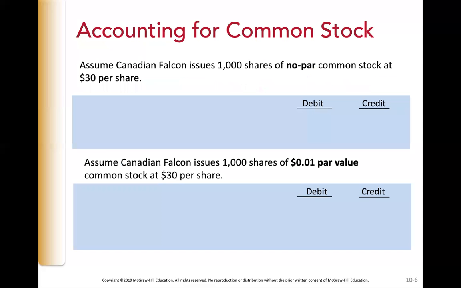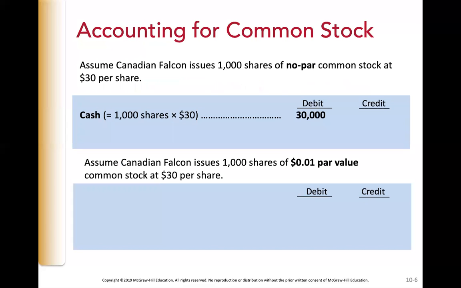So, accounting for common stock. When a company receives cash from issuing common stock, what's the journal entry? Well, it depends on if it's par value or no par value common stock. First, we're going to look at Canadian Falcon issuing 1,000 shares of no par value common stock at $30 per share. This is the transaction that you have seen before and that you know.